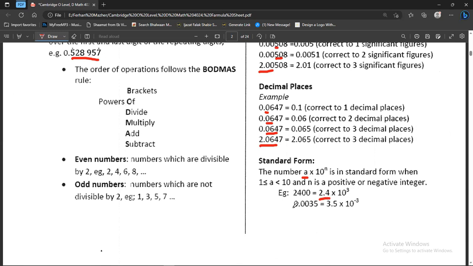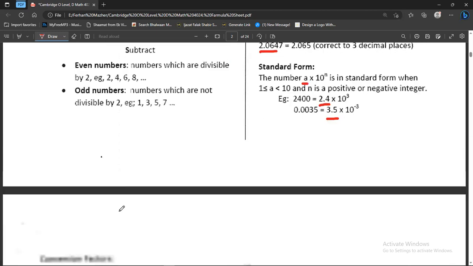Here we have another example, 0.0035. So I will move this decimal 1, 2, and 3. So it will become 3.5, because I have moved the decimal to the right. So the power will become negative 3, because I moved 3 steps, so the power will be -3. And 3.5, you can see this is more than 1 and less than 10.